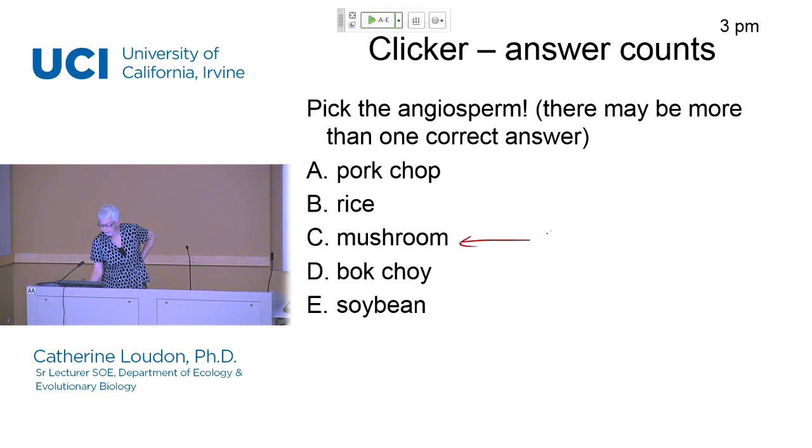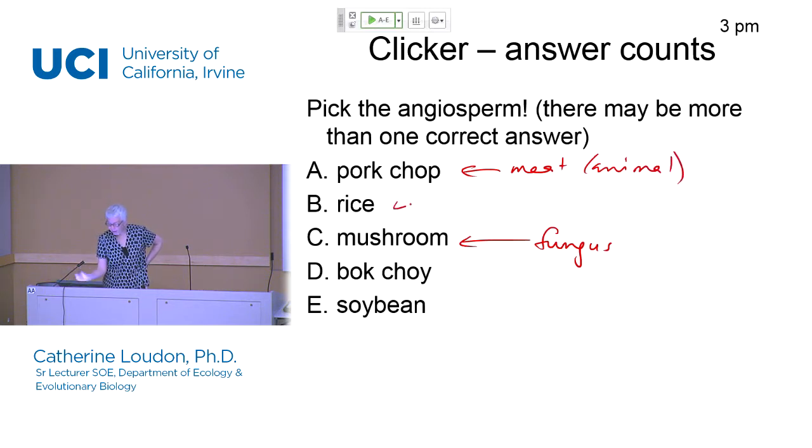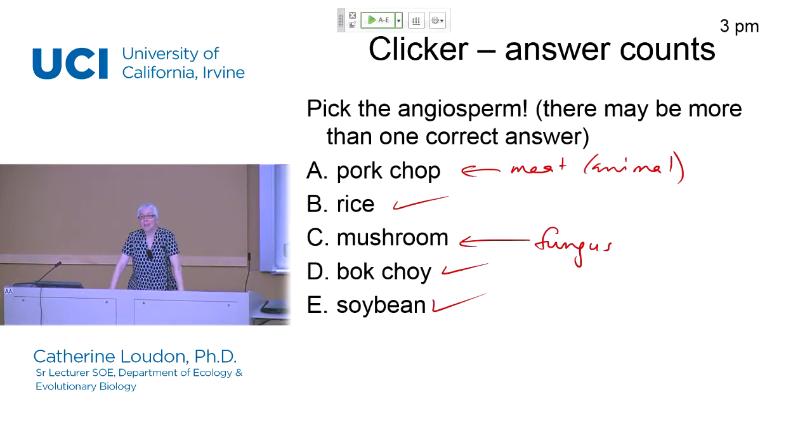This is, in fact, an example of a fungus, which is really quite different. And we'll be chatting about fungi on Friday. And of course, the pork chop is a meat product, so this is animal in origin. And I know we haven't covered the animals yet either. But rice, absolutely, that's an angiosperm. Bok choy, soybeans, absolutely. All right, so virtually all of you picked the angiosperms. So when you go to the grocery store, if it's not a meat product, it is probably angiosperm in origin, because virtually everything is an angiosperm, as you'll see as we go through this.